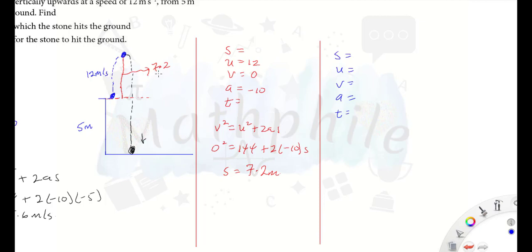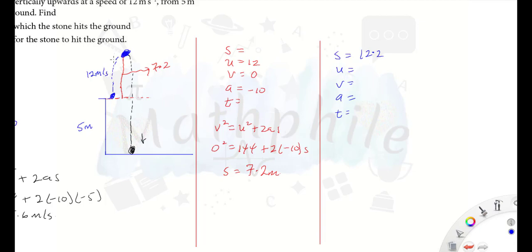I'm finding the maximum. I found the maximum height, that is 7.2. That's what it gives me. Now I'm going to treat the question as a scenario 3 question. A particle is being dropped at this level to the ground. Okay, the ground. So that is 12.2. That is the total distance, 12.2 meters.